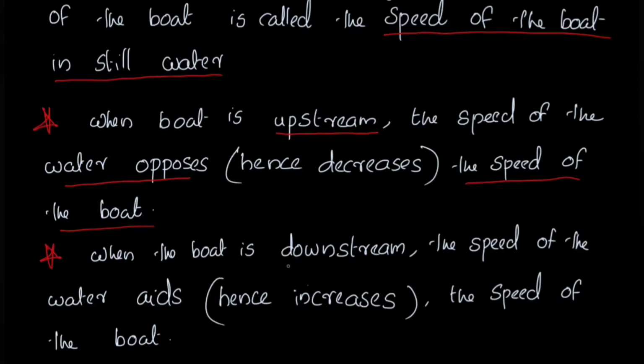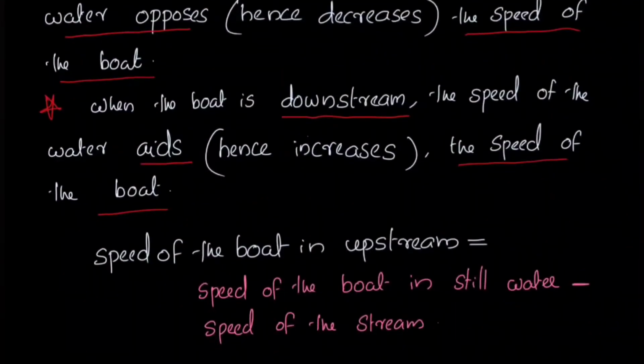In downstream, both are in the same direction. Downstream means the water and the boat are moving in the same direction, so the speed of the water aids the speed of the boat. Next, we can write two equations like this. The speed of the boat in upstream, moving against the stream, is the speed of the boat in still water minus the speed of the stream.